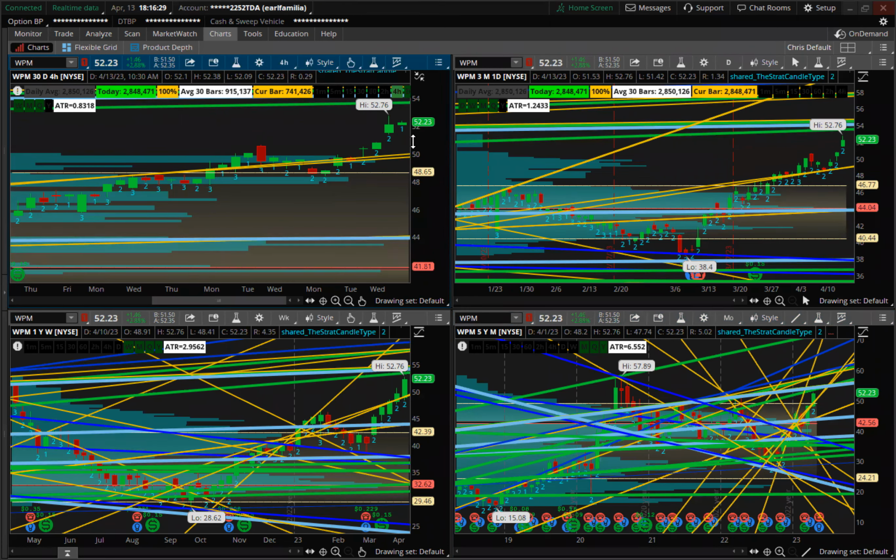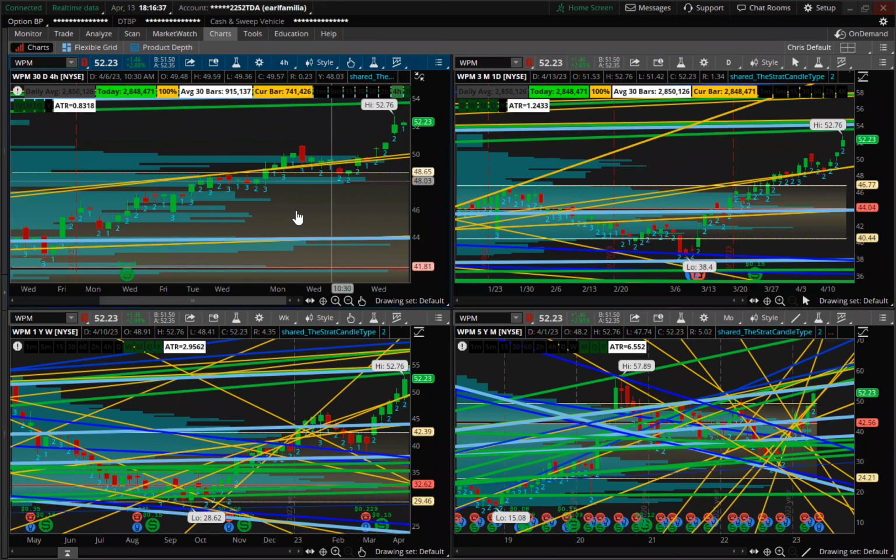It looks like a lot of the stuff that we're already in is kicking butt. So this should be a pretty easy night in terms of finding setups for tomorrow.